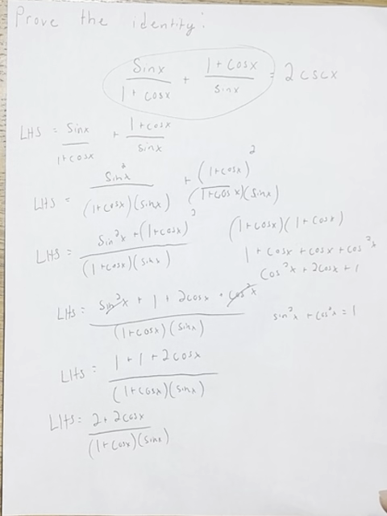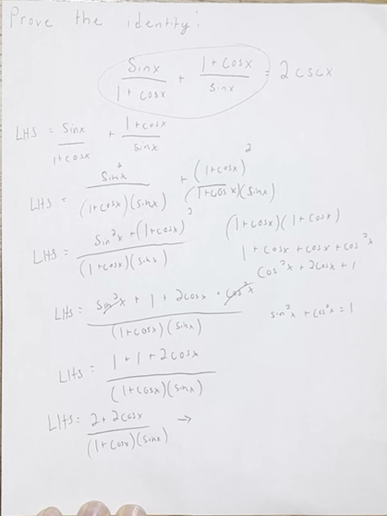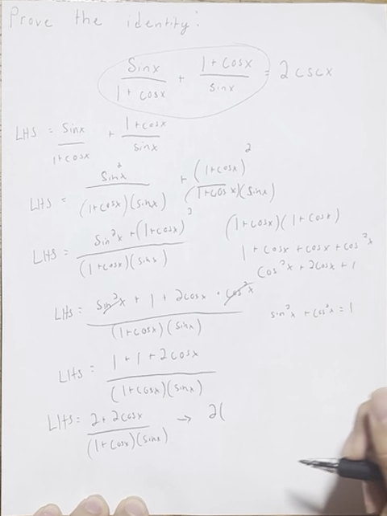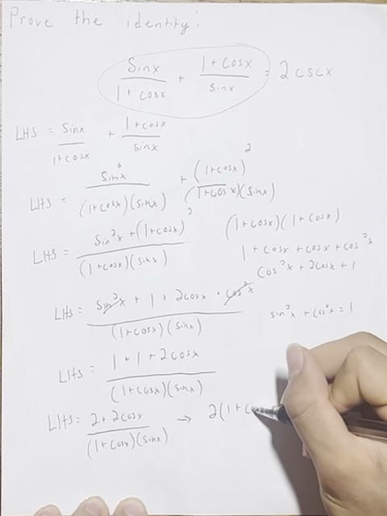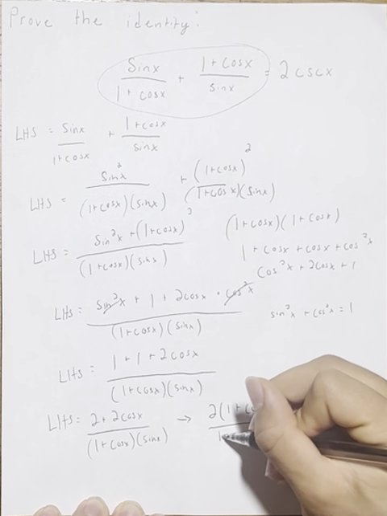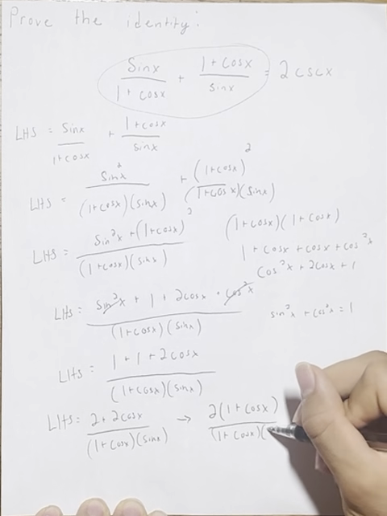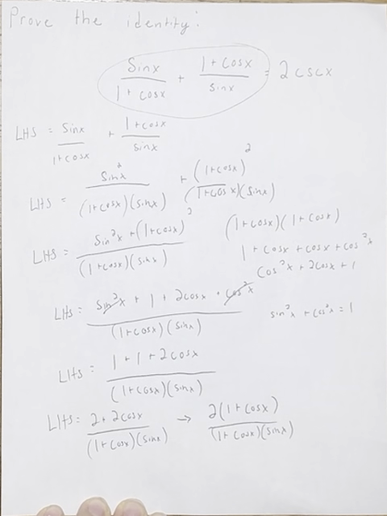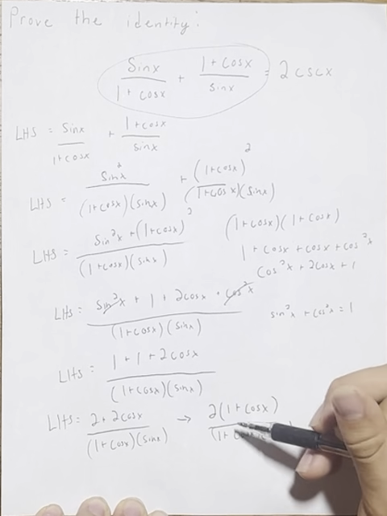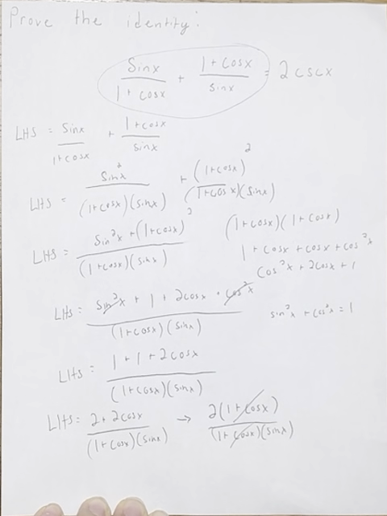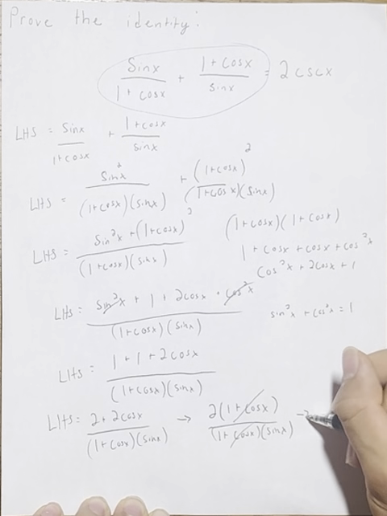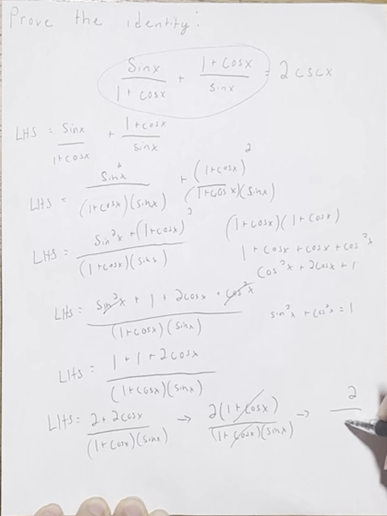Now, a lot of people get stuck here, and they say, am I done? But what you need to do is you need to factor the top part of this fraction. So we'd factor 2 out of the top, and it would go 2 times 1 plus cosine x all over 1 plus cosine x times sine x. What we can do now, because we're multiplying, is cross out the 1 plus cosine x on the top and the bottom, which would leave us with 2 over sine x.